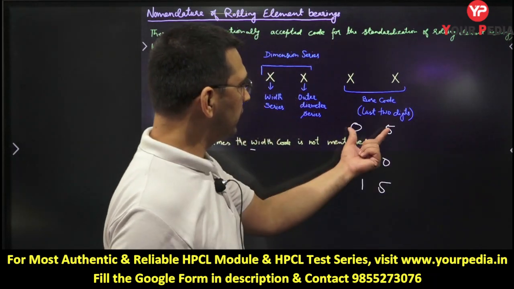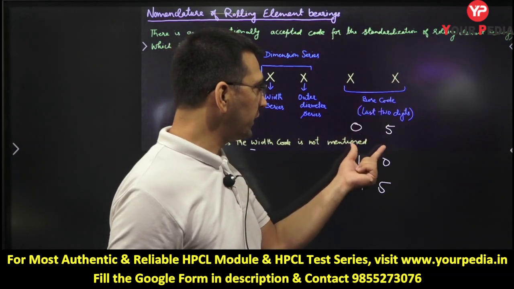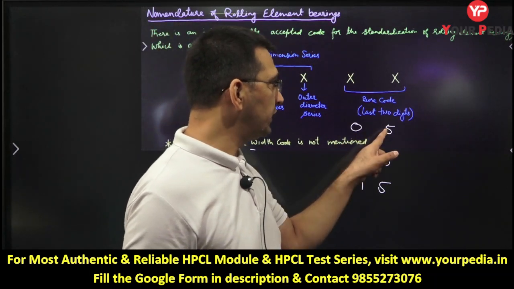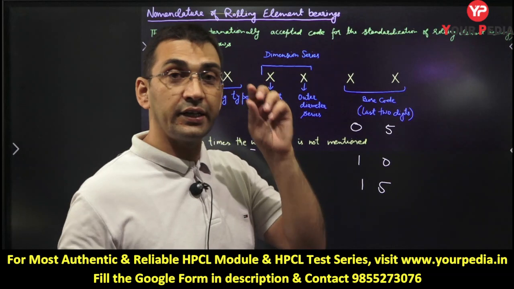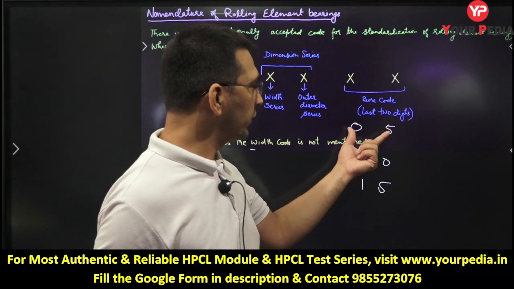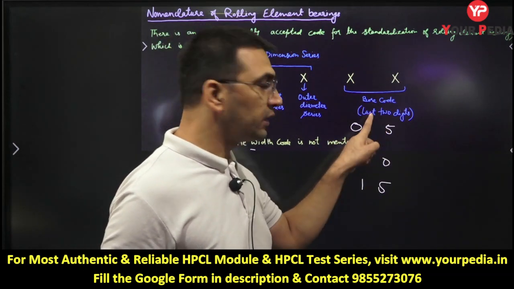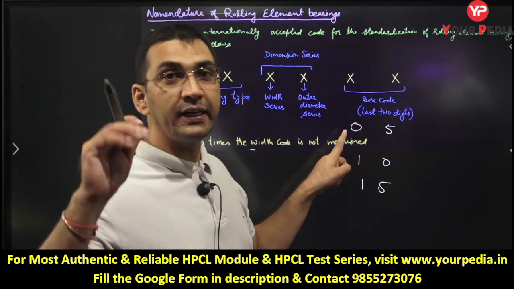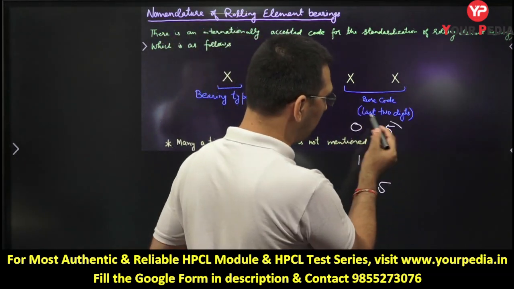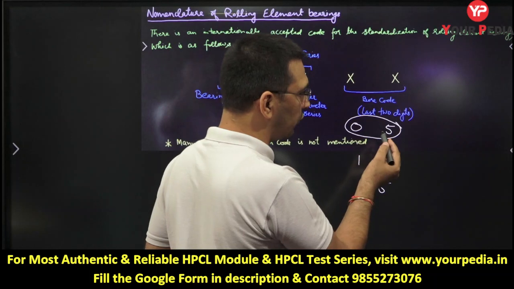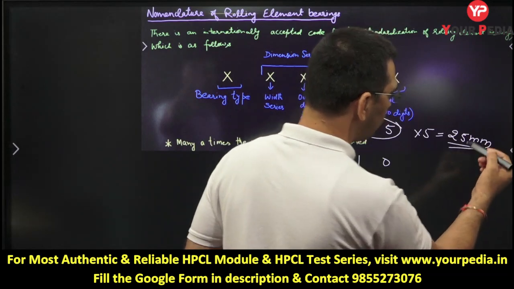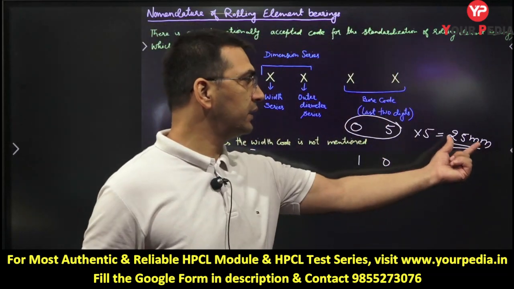So basically, when the code given for the inner diameter or the bore is this way, then what you need to do is, if that particular digit is 04 or above, you multiply that digit by 5 to get the inner diameter, the bore diameter of that particular bearing in mm. So whatever dimensions come will be in mm. For example, here the bore code is 05, it means 5 multiplied by 5, which is 25 mm. So the inner diameter, the bore diameter of that bearing, is 25 mm.